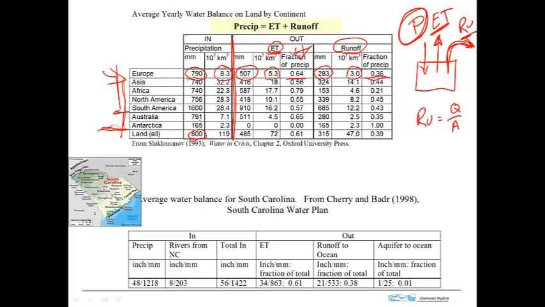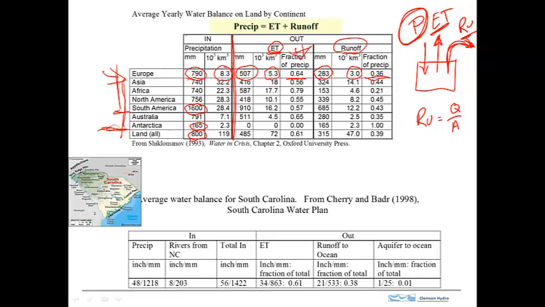And if we look at the various different continents, we can see that many of them are quite close to the average. The anomaly is South America, and it's nearly twice the average. And then Antarctica is also an anomaly. It has a very small amount of precipitation.